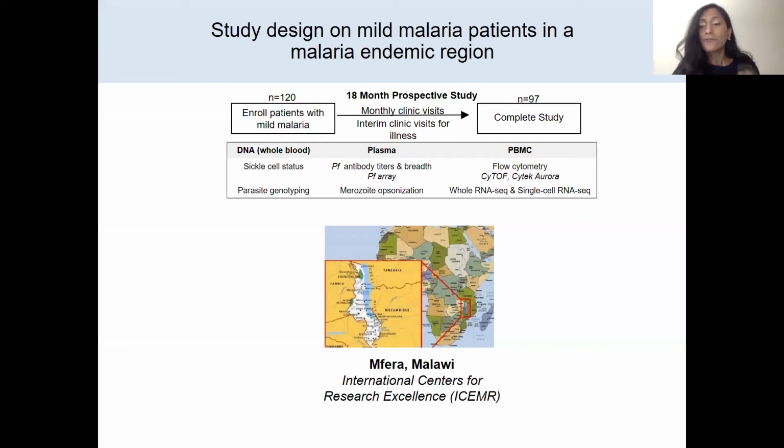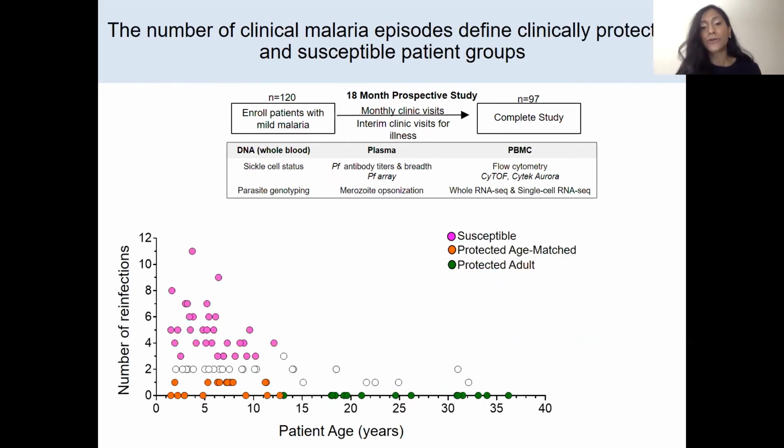And when they had a confirmed malaria infection, we collected blood from those patients, both during the time of infection and at 30 days later at convalescence. From those blood samples, we were able to harvest DNA, plasma, as well as peripheral blood mononuclear cells that were then sent to the lab for further analysis. So at the end, on the next slide now, I will show you the outcome of this study.